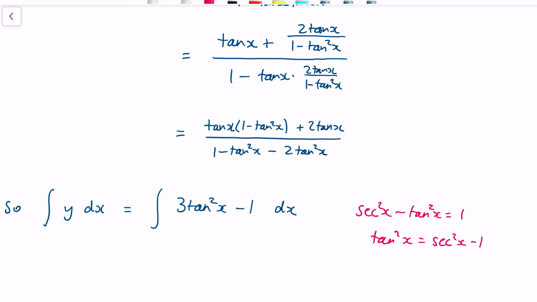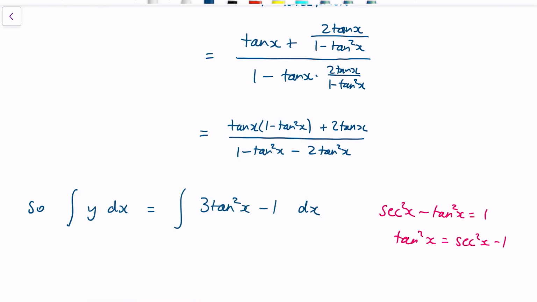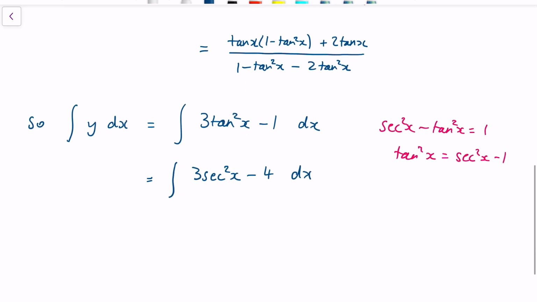The antiderivative of sec squared is on the formula sheet, it's just tan. So if I can replace that stuff, we're integrating 3 lots of that, so 3 sec squared minus 3, and then minus another 1. And then that is 3 tan x minus 4x, and then plus c, but we don't need the c for the definite integral.